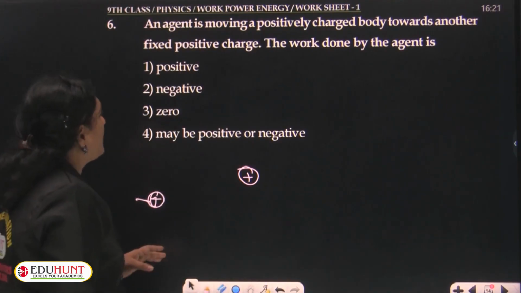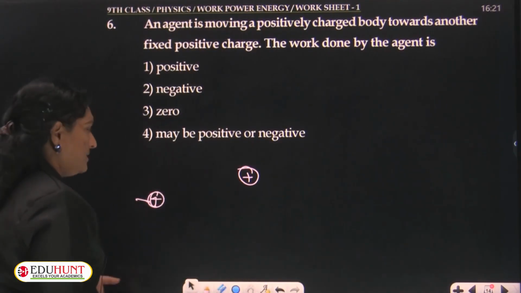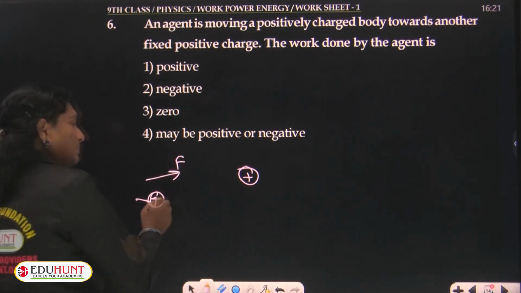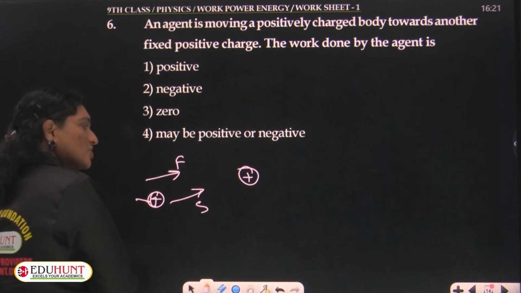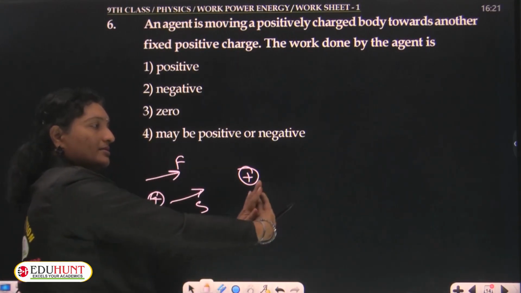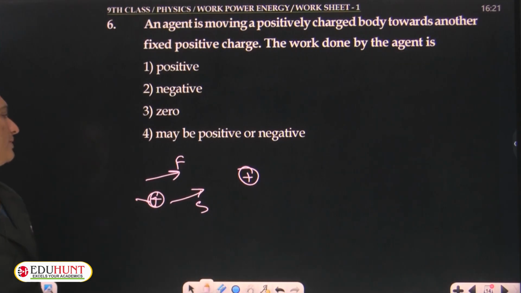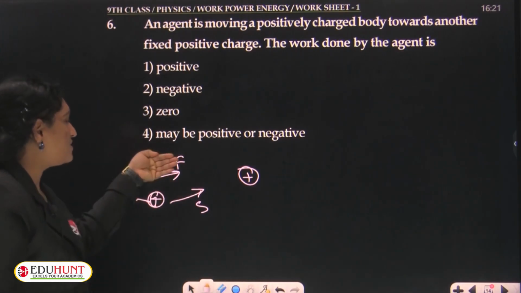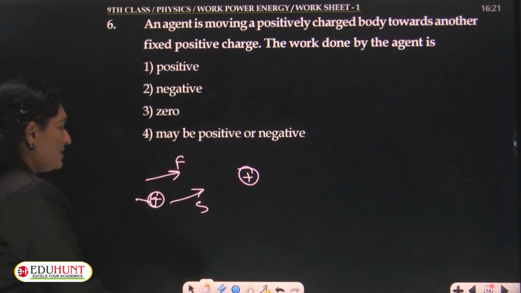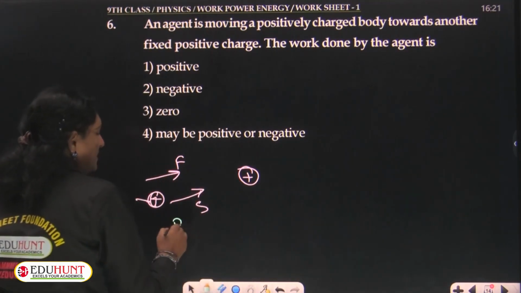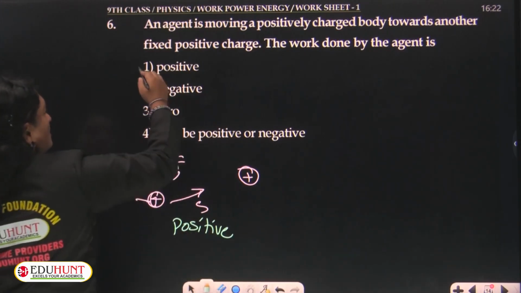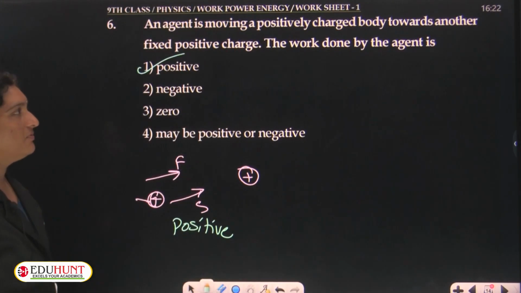So what happens? The work done by the agent is very clear, children. Force is applied on the body and the body is also moved in the same direction. So the force is applied on the body in moving forward, and the body also has displacement in the forward direction. So in both cases, the direction of force and displacement are along the same direction. Same direction means in that case, the work done is taken as positive. So where is the correct answer? So the answer is positive work done.